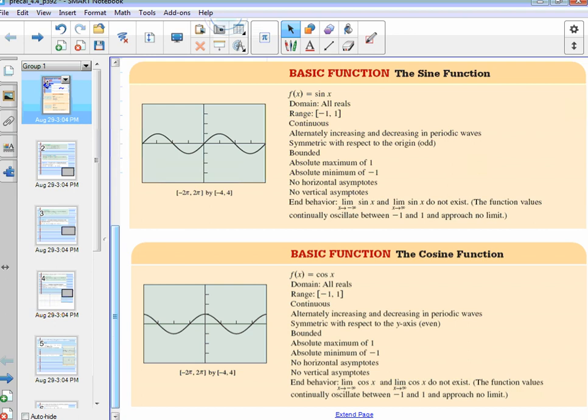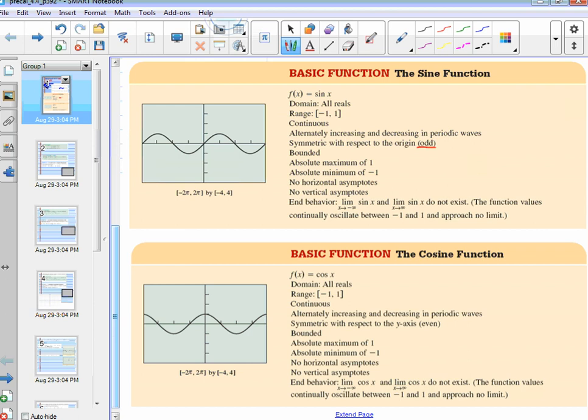The range is from -1 to +1. That's as far as it goes, including that. It's continuous. Increasing and decreasing, well, it alternates. Increasing, decreasing, increasing. It just keeps alternating. It's symmetric with the origin. Rotate this 180 degrees and it falls back on itself, so it is an odd function.